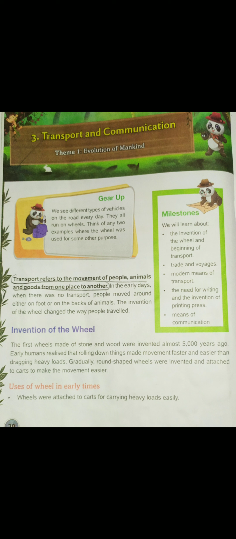You have seen that a heavy thing, if you pull it, needs more energy. But if you place a roller or wheels under the heavy load, you can easily move it. So it makes labor easier, more comfortable. At first the wheels were made from wood and stone. Early humans realized that rolling wood is easier to carry from one place to another. They used these techniques.